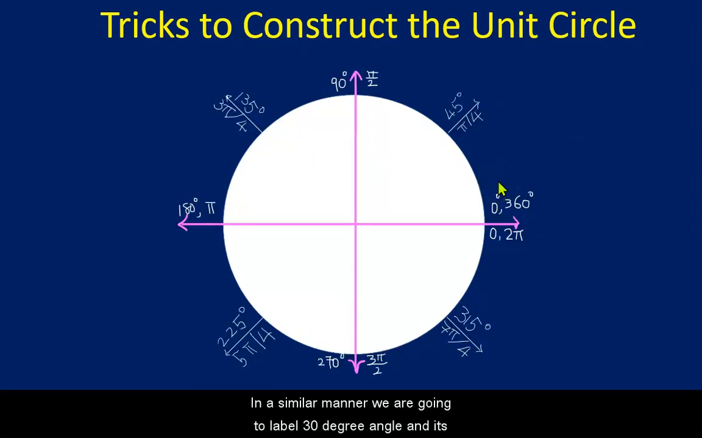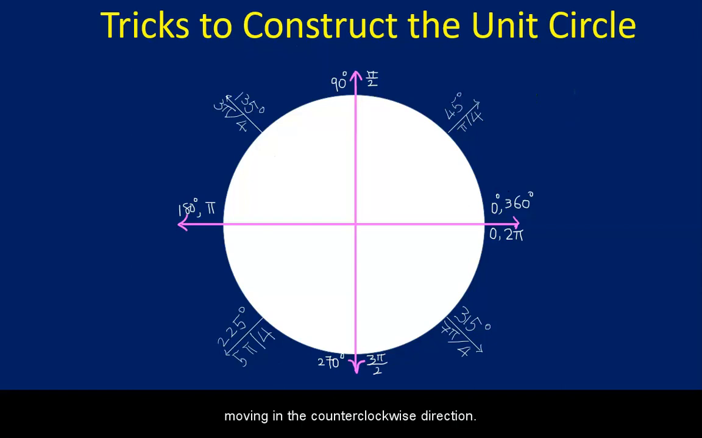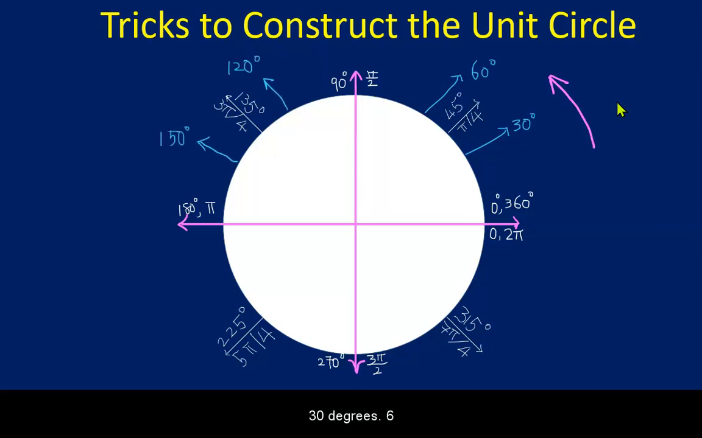In a similar manner, we are going to label 30-degree angle and its multiples. Again, we're going to be moving in a counterclockwise direction. We'll be counting 1 times 30 degrees, 2 times 30 degrees, 3 times 30 degrees, and so on, up to 12 times 30 degrees, that will be 360 degrees.